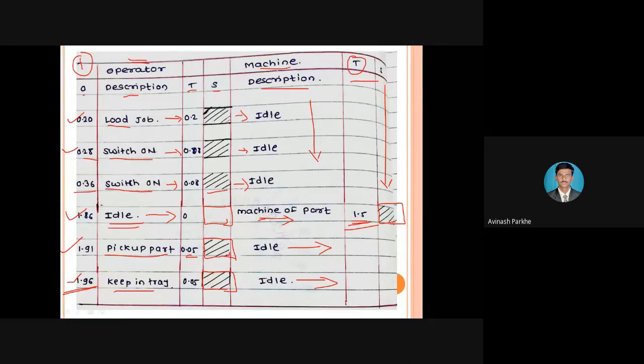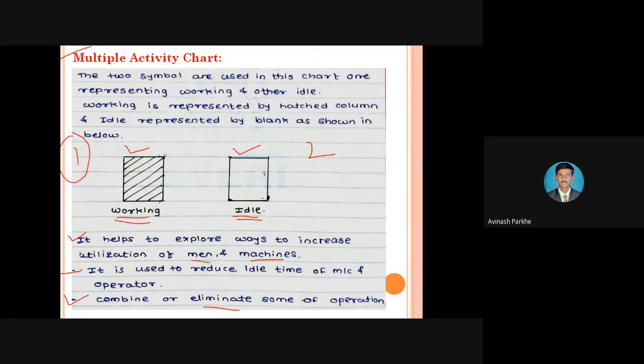So here a separate chart is not represented for the operator movement. A separate chart is not represented for the machine movements. By using the single chart only, both activities are represented along with the working condition and the idle condition. So this is about the multiple activity charts. Okay. So these are the charts. You have to keep these symbols in mind. Working means a rectangle with hatching lines, and idle means only a blank rectangle, which is used to show the idle condition.